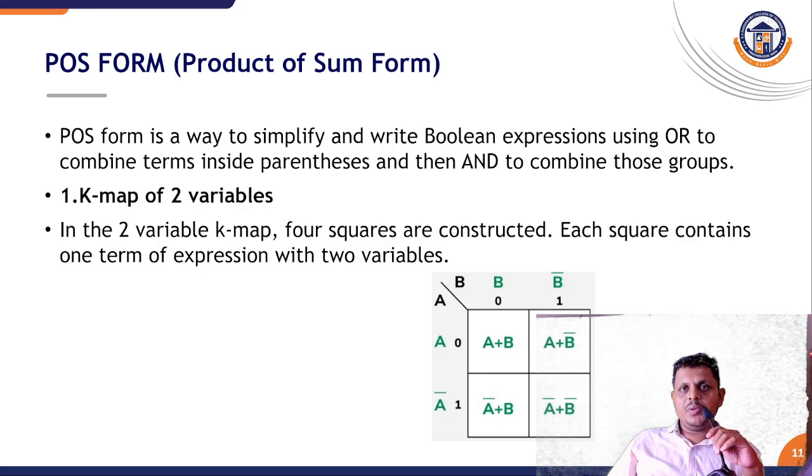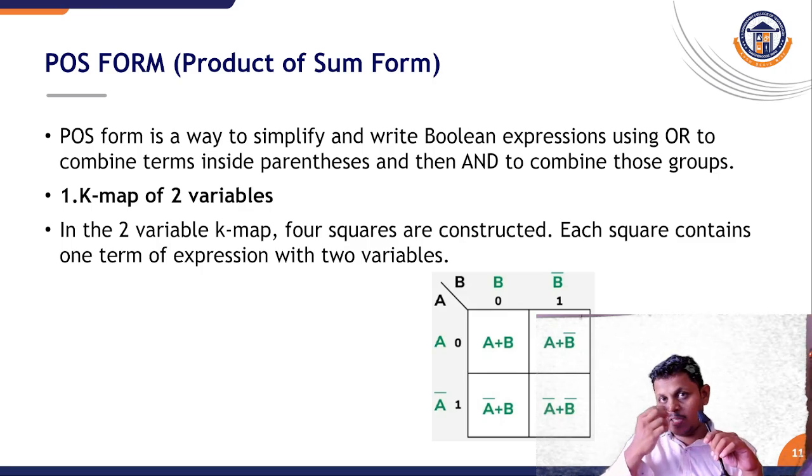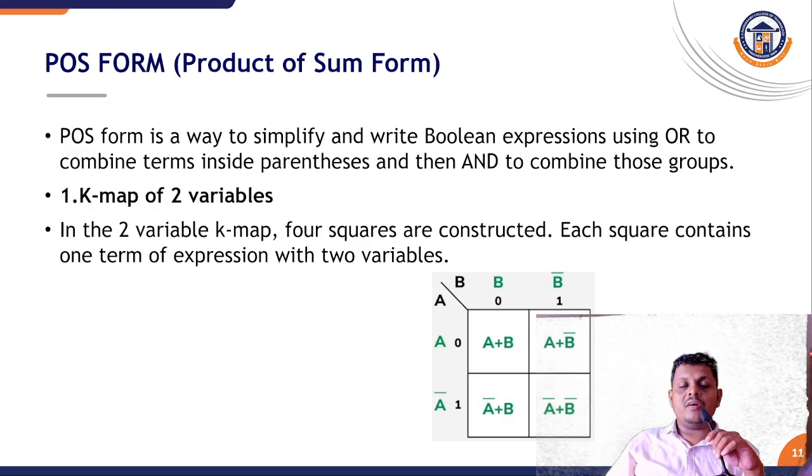And next one, POS form, that is product of sums form. POS form is used to simplify and write the Boolean expression using OR to combine the terms inside parentheses and then AND to combine those groups. This is the Kmap of 2 variables. Here we are mapping the zeros only. In SOP form, mapping of 1s is done. In POS form, mapping of 0s is done. For the value of 0 we mention A, and for the value of 1 we mention A bar, which is opposite to the SOP format.